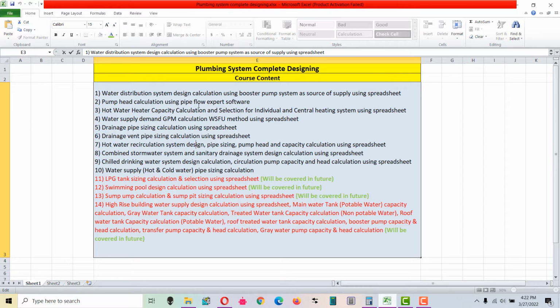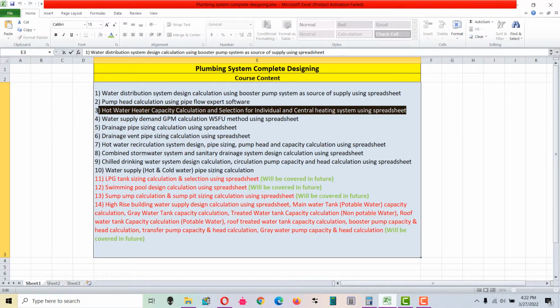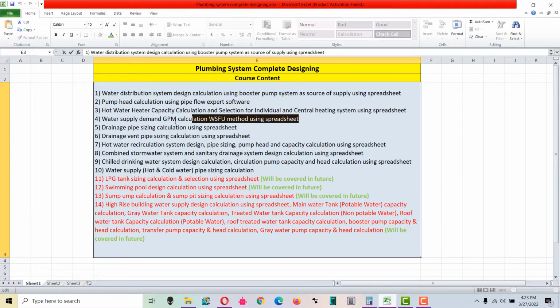So the first topic is water distribution system design using a booster pump as a source of supply, and then the second is pump head calculation using Pipe Flow Expert software. Then hot water heater capacity calculation and selection for individual and central heating systems. Then water supply system demand calculation using the water supply fixture unit method.